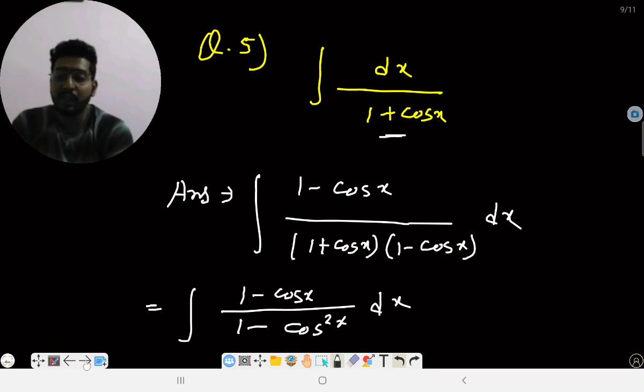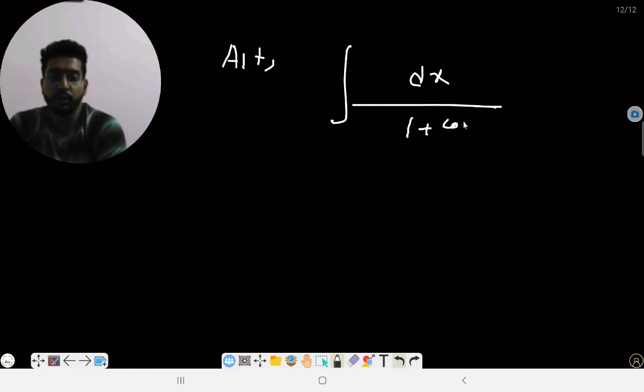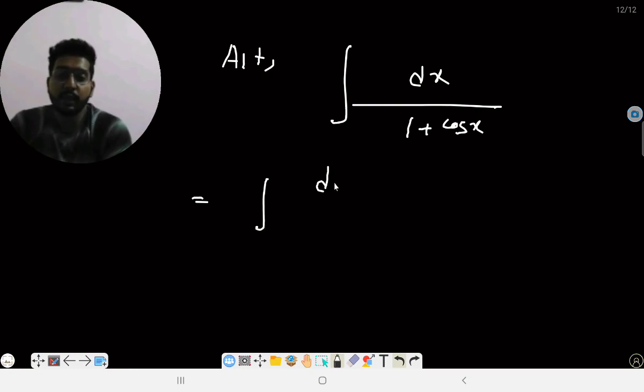Okay, so there is another technique to solve this, 1 plus cos x. There is an alternative method also. So dx by 1 plus cos x. There is another technique to solve 1 plus cos x or 1 minus cos x. Well, what is the technique? So dx 1 plus cos x.